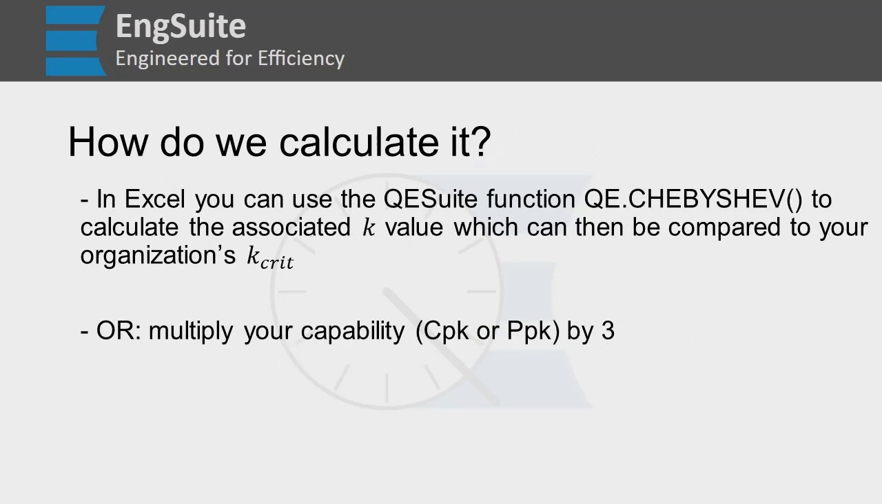So how do we calculate our Chebyshev's K value? It's pretty easy. Like we said, just calculate the z-score of your upper and lower spec and then take the maximum, okay? But if you want to just quickly do this, we built an awesome QE Suite function called QE.Chebyshev, and that just calculates your associated K value, which you can then compare to your organization's K critical, or just multiply your CPK or your PPK by 3. That's all you need to do. And Chebyshev, generally you're going to use your sample standard deviation, so you're probably going to use a PPK, but it depends on your organization. Again, make sure you're using your organization's standards.